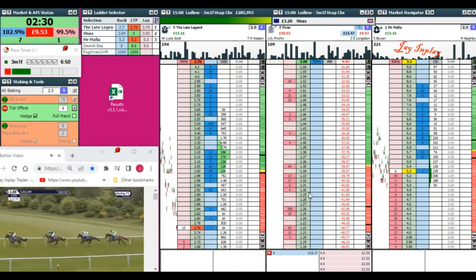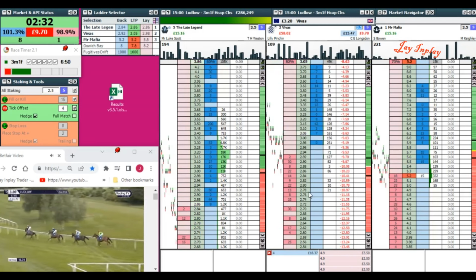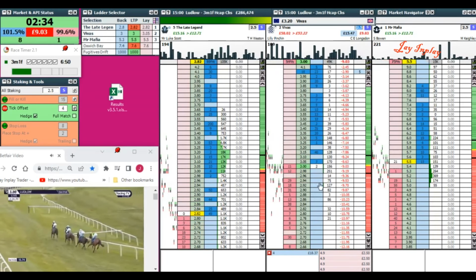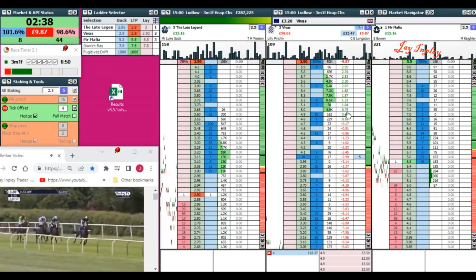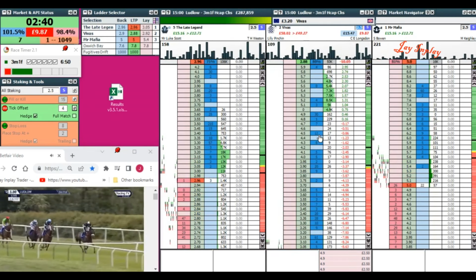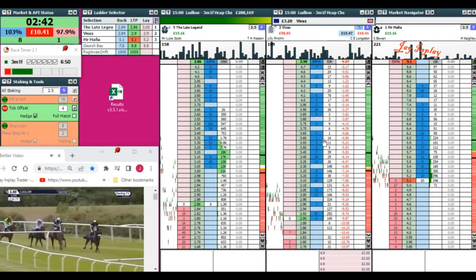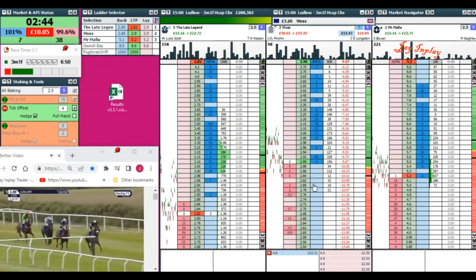It's Mr. Mafia who leads, straight on, 2 lengths up on The Late Legend, with Vivas in 3rd, and Oxwich Bay just a couple of lengths further behind, and about 7 lengths off the overall lead. They don't want to lose all that money on the downturn there. It's more important to protect the first circuit than it is to make a profit.